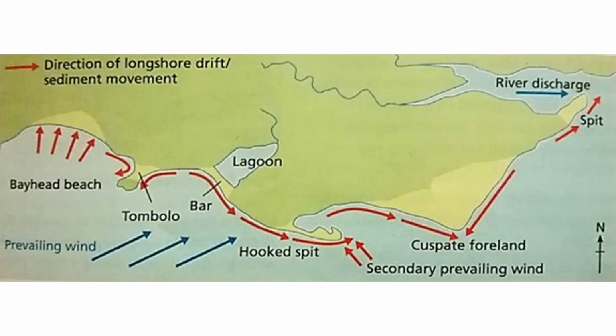Cuspate foreland's probably the hardest one to do here. So a cuspate foreland is just when you've got a secondary prevailing wind. So that's why we've got two different prevailing wind directions on here. So that's how you get a hooked spit, and then also how you get a cuspate foreland.